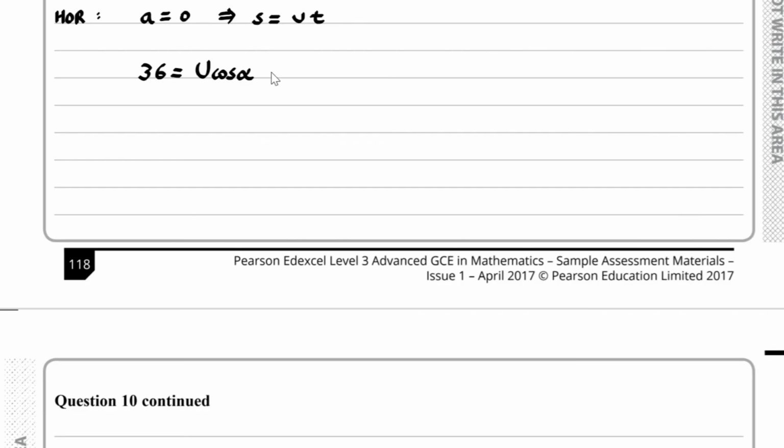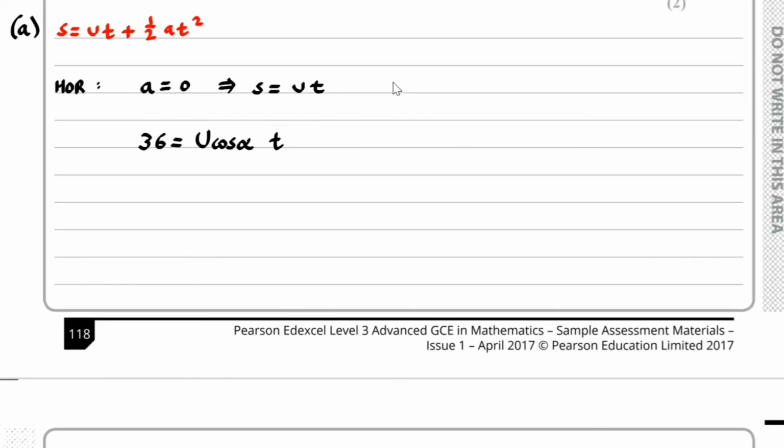if I know that cos alpha is 4/5, that means I've got 36 equals u multiplied by 4/5 multiplied by t. And so therefore, ut is equal to 45. We'll call this equation 1 for now.